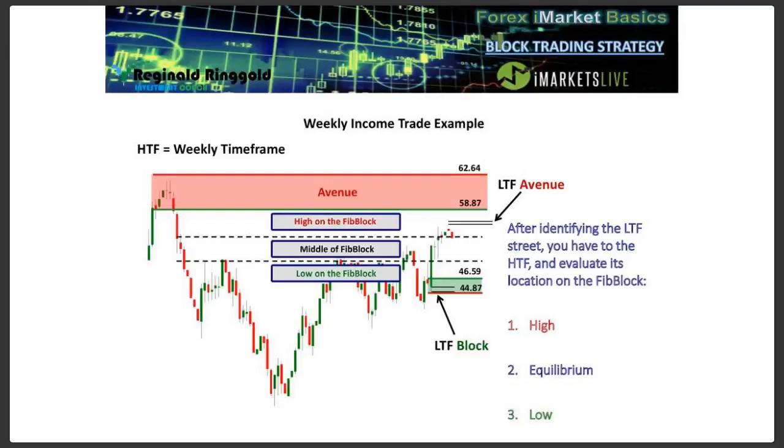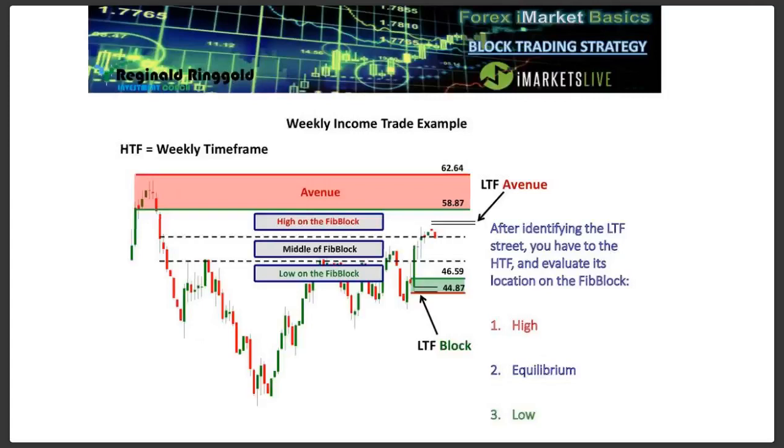So if you notice, it says the lower time frame avenue where I'm pointing, it's high on the fib block. This would be a perfect location for me to be looking to short. If I happen to be looking for a short opportunity, I want it to be in the upper third or inside the avenue, inside that red area. If I'm looking to go long, I want it to be low on my fib block. Okay, that means you can see on the lower time frame on my 4 hour, I would be looking for my buy area, my buy opportunity in the lower portion, in that lower 1/3. And you can see that it's pointing to it where it says LTF block.